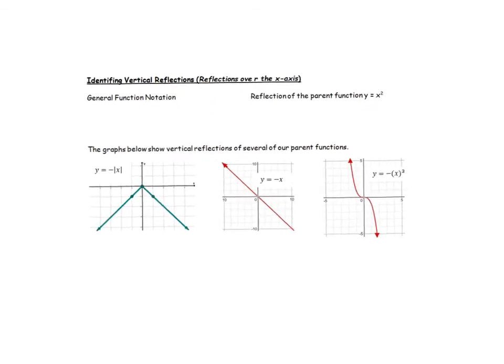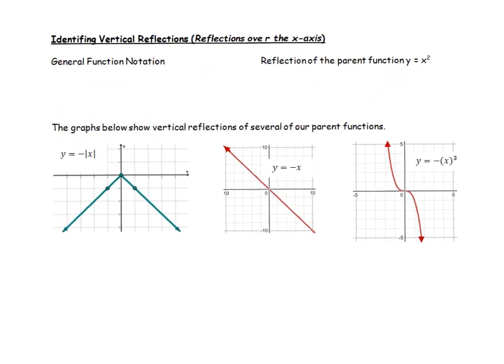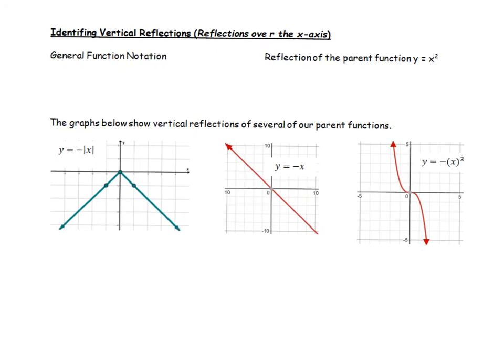All right, so now we're going to talk about reflections over the x-axis. Okay, so for reflections over the x-axis, we're going to do a general function notation first, and then again, a reflection of one of our specific parent functions. So the general function notation would be y equals f of x, so that's our general function.